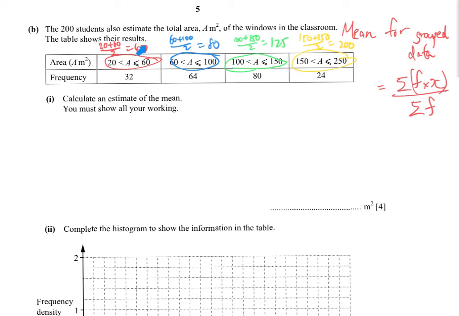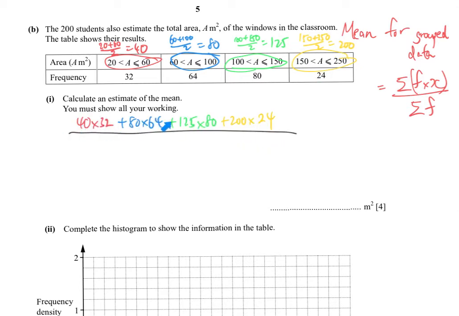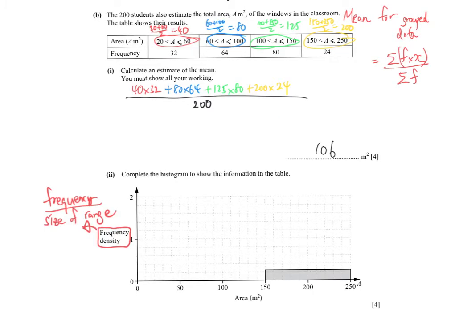So for each group we have a representative x, and then we can just multiply these two values, and these two, and these two, and then add them all up. So we will have the numerator like this. For the denominator, we add up the frequencies. These four numbers must add up to 200, the total number, so you can just divide by the total. Then you use your calculator and you will get 106. That's it.